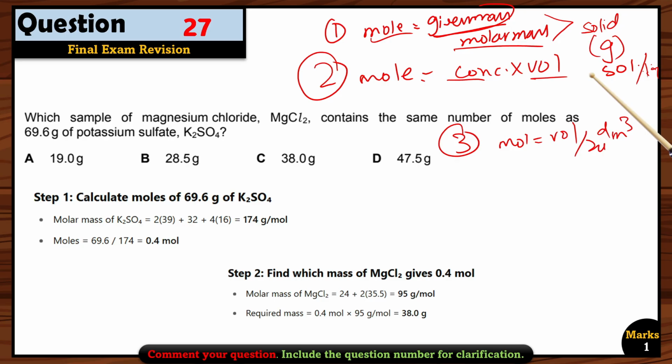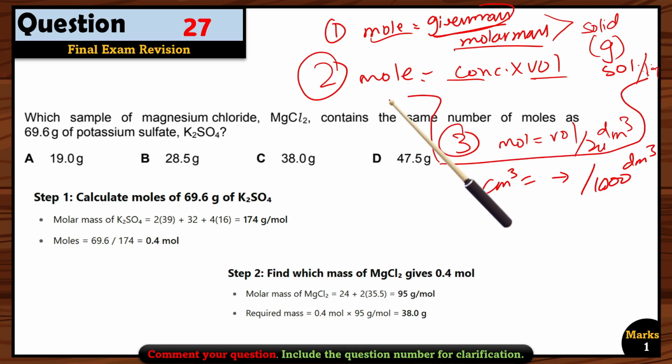If the question is not giving you the information in dm cube, you have to convert it. Mostly they give it in centimeter cube, and then you have to convert it by dividing by 1000, so your answer will be in dm cube. So these are the 3 main formulas that you will be using in all the questions. You have to remember these formulas, and when you go to the exam, just write these formulas with a pencil on your paper, and at the end you can erase them, because only these 3 formulas will be repeated in all the questions related to chapter 5.